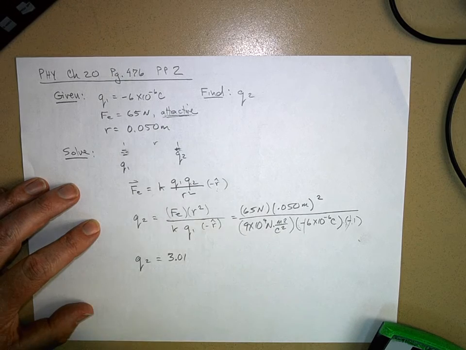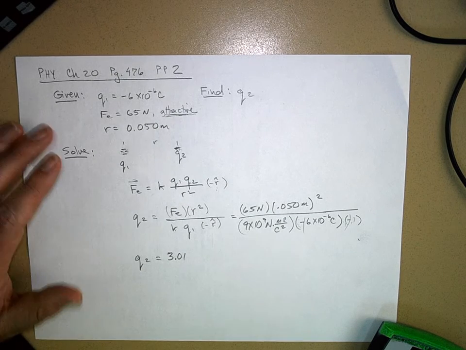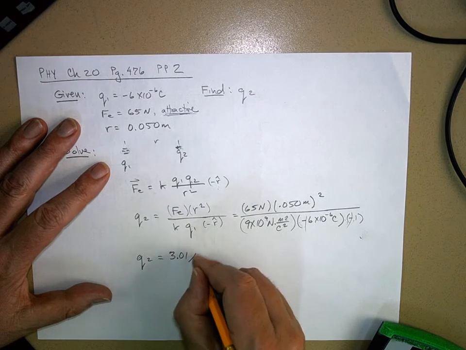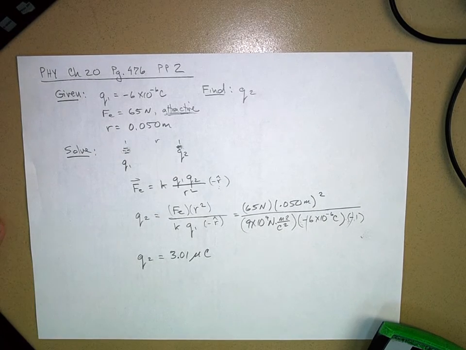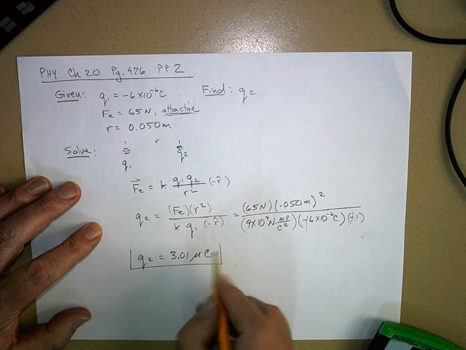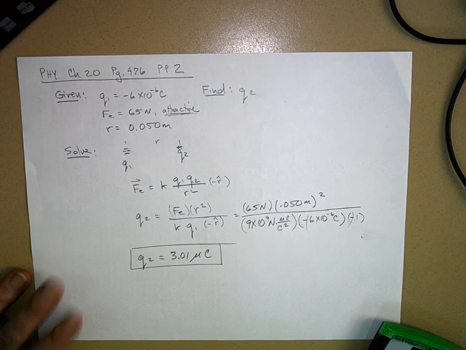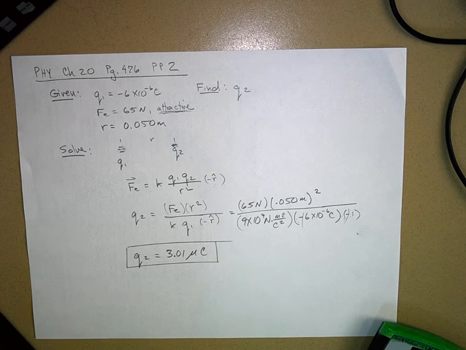3.01, I guess. We could round it off to just 3. Times 10 to the negative 6 coulombs. Well, I'm going to cheat and say that's microcoulombs. And it's positive. It is a positive charge because it's given that the force is attractive.